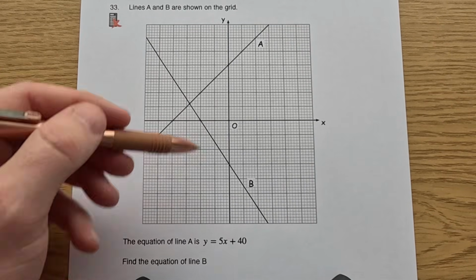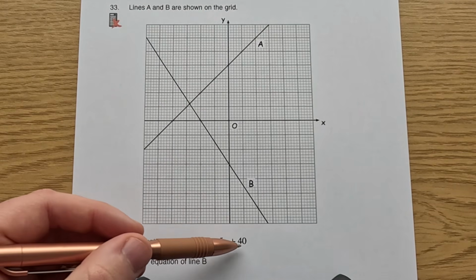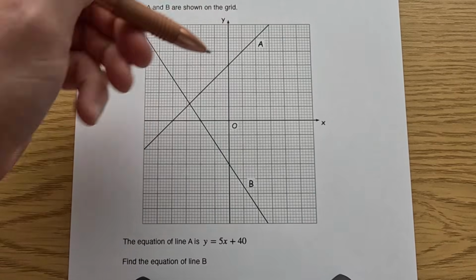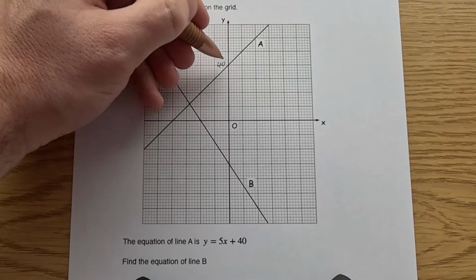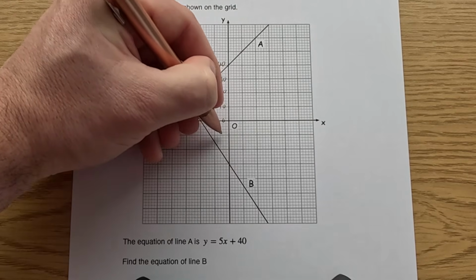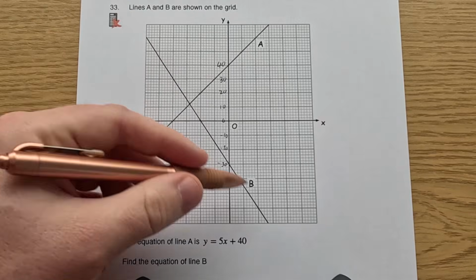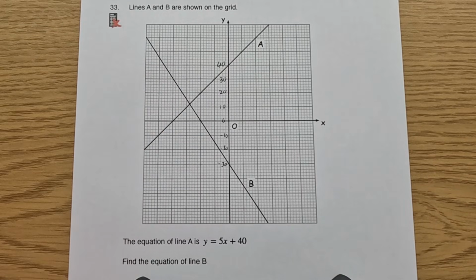We've been told that the equation of line A is y equals 5x plus 40. The y-intercept is equal to 40. So if we go to line A, the y-intercept here would be 40. So that means that's 40, 30, 20, 10, 0, minus 10, minus 20, minus 30. So we know in terms of line B, it crosses the y-axis at minus 30. So in terms of its equation, we now know the plus c part. It's going to be minus 30 on the end.